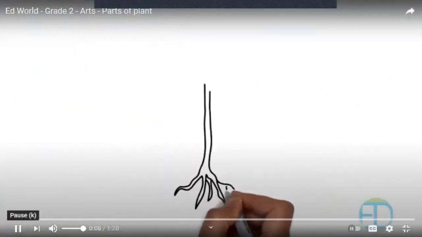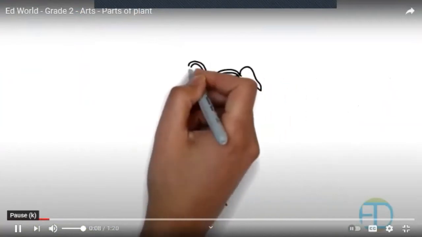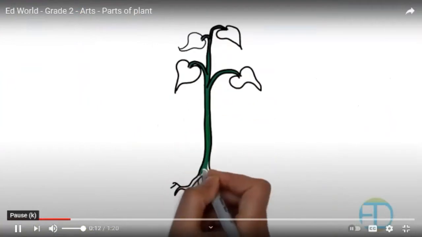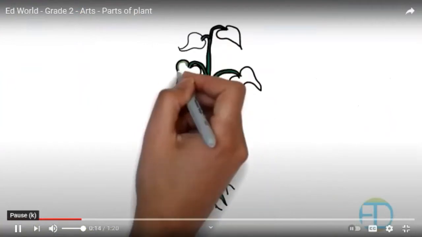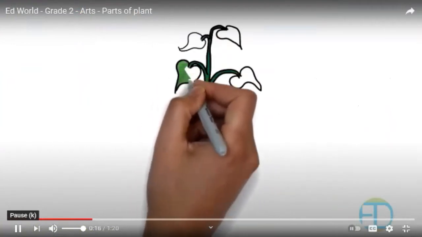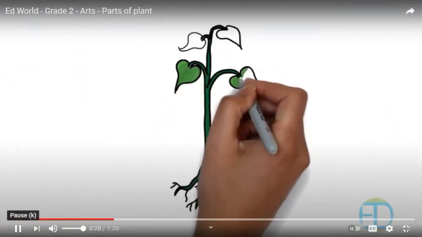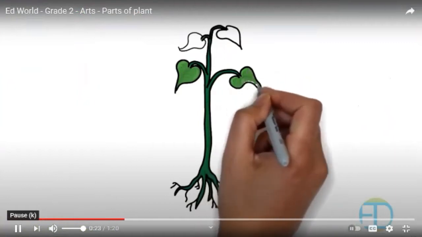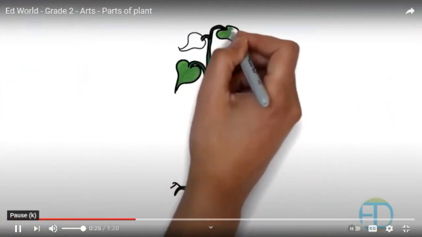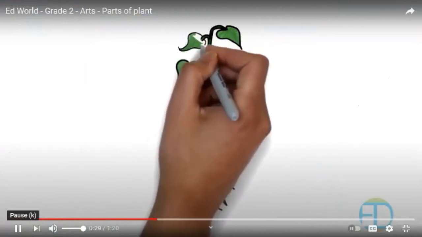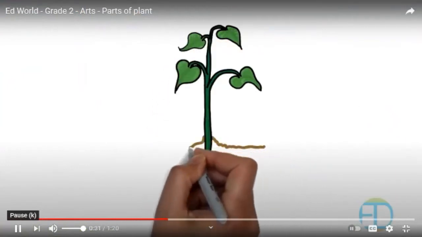Let's draw the plant. And these are some of the plant parts. Roots that grow into the stem. Roots grow under the soil. Stem grow over the soil. From the stems come out the leaves. Let's color those leaves. And this is the soil that we are coloring.